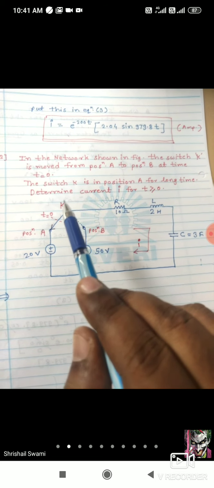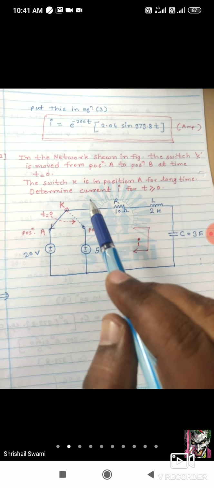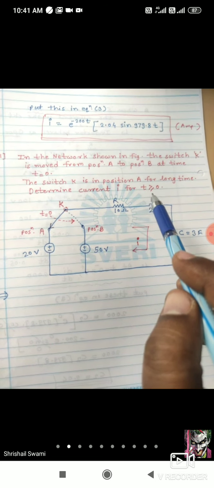Now next, what do you have to find from this problem? Determine current I for t greater than or equal to 0. Means when the switch is moving from A to B, you have to find the transient response of current, that is I, for time t greater than or equal to 0. So we are going to solve this problem.